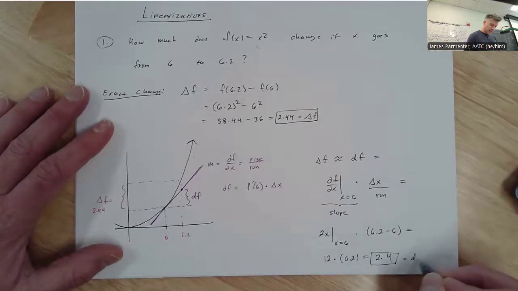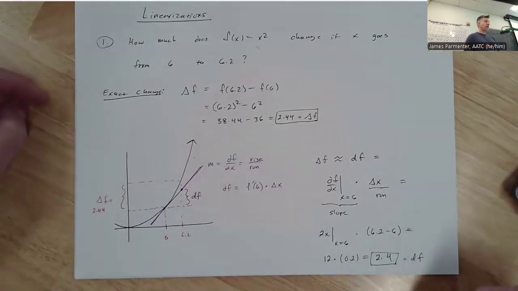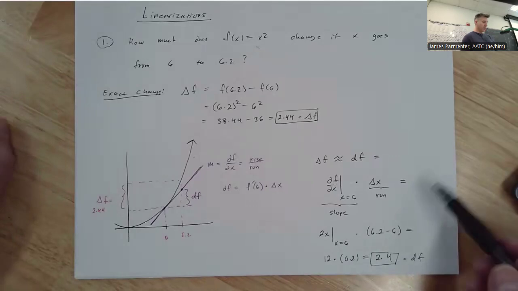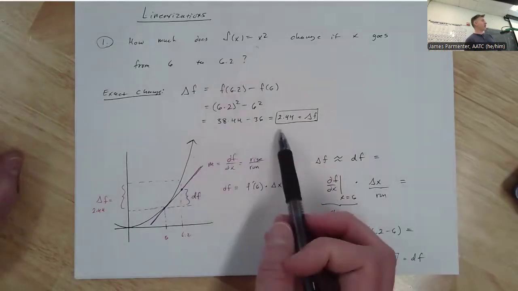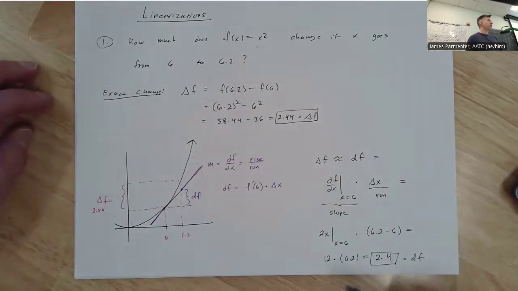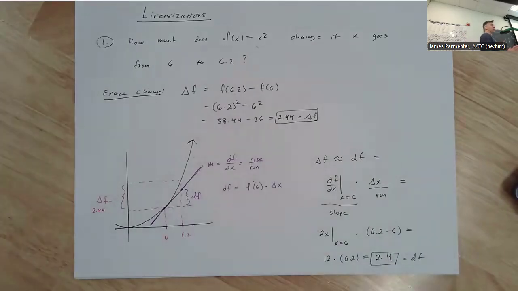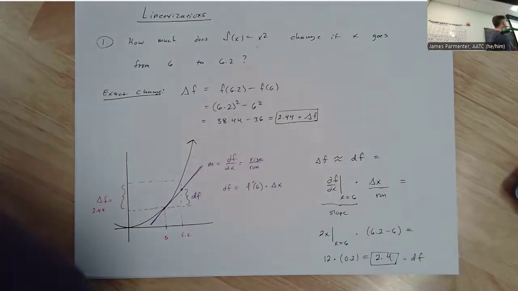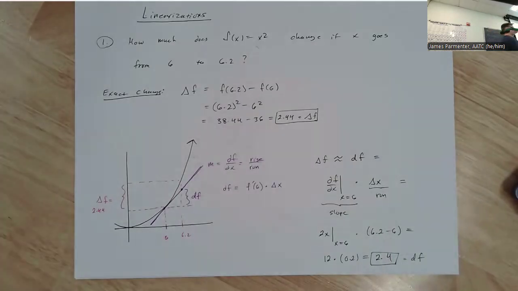And that's a pretty decent approximation, right? The actual difference when we go from 6 to 6.2 is 2.44. Our estimated difference is 2.4. Okay, not bad. That's kind of the whole idea, really, is that instead of finding the actual function value change, we're using the derivative at this point to help us approximate the change in the function value. That's kind of it. That doesn't mean we can't do a few more examples, but that's the real gist.